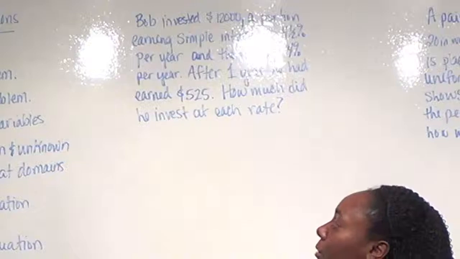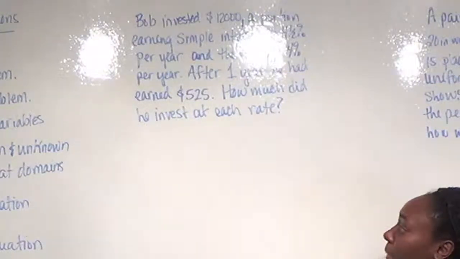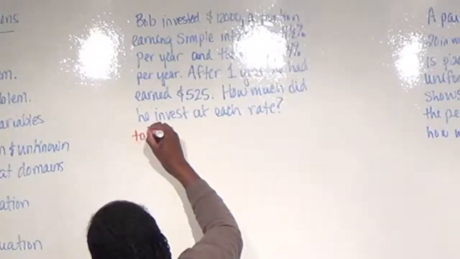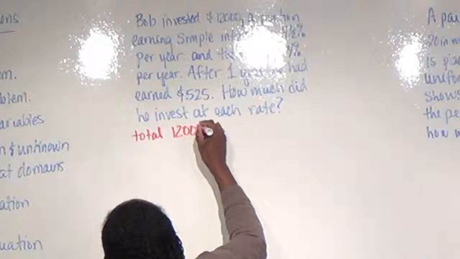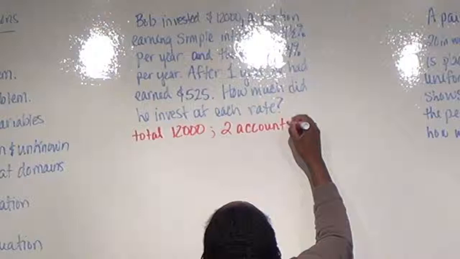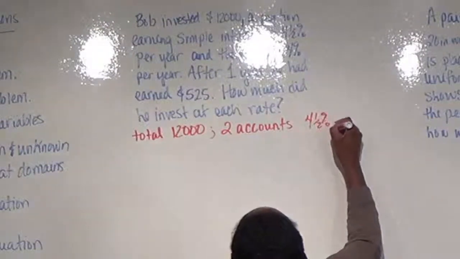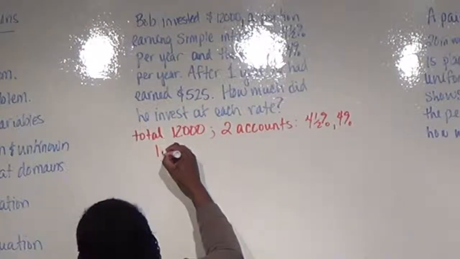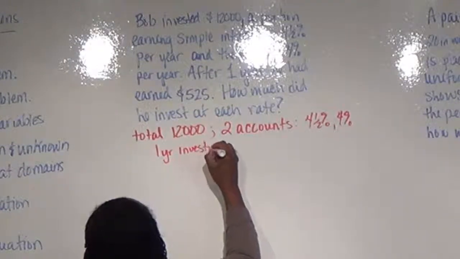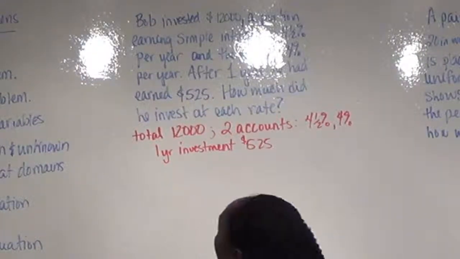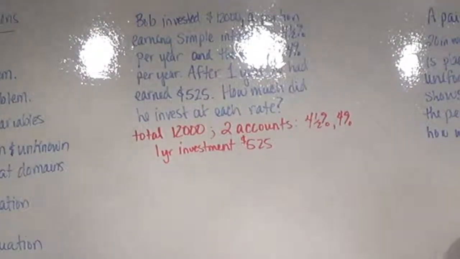Okay, so now I'm going to reread the problem and pull out some information. So first off, we know that there was a total of $12,000. Okay, I know there were two accounts. There was a 4.5% and a 4%. Okay, and the 1 year investment was $525. Okay, so that's all I mean by rereading the problem. I'm going to go through and pull out the important information.